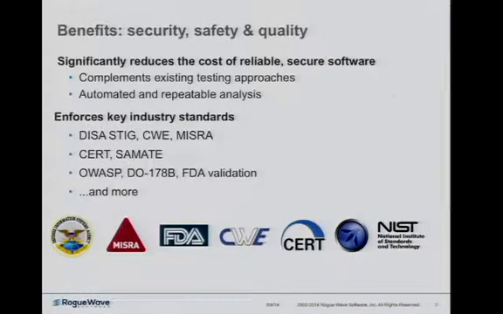So what are the benefits of using something like Clockwork or a static code analyzer, in this case, our product? Essentially, there's a lot of nice things that you can do to cover security issues, safety problems, and of course, the typical quality problems that you see in the code bases, which are predominantly C and C++ in this case, but we cover different languages as well. So I'll go over that. But essentially, reduce the cost of reliable, secure software by complementing existing testing methodologies as well.